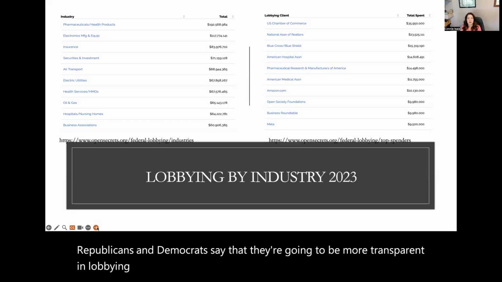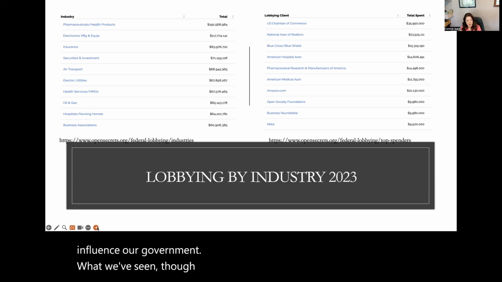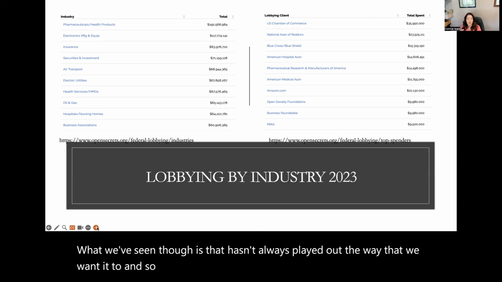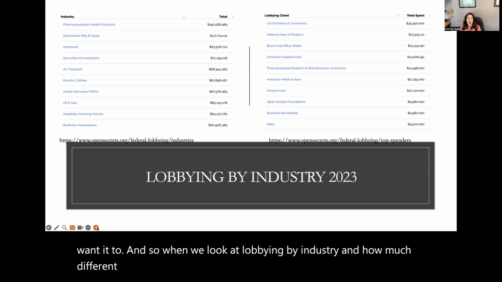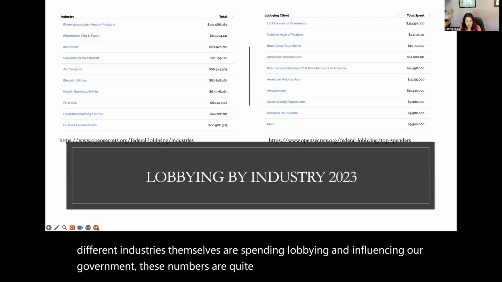They're going to restrict the amount of money being used to influence our government. What we've seen, though, is that hasn't always played out the way that we want it to. And so when we look at lobbying by industry and how much different industries themselves are spending lobbying and influencing our government, these numbers are quite high.